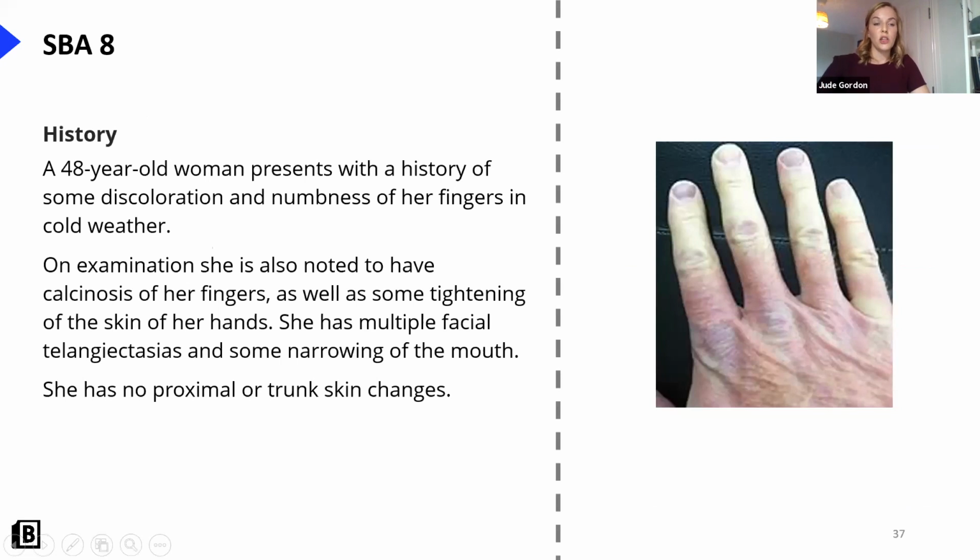So our next patient is a 48-year-old lady who's presenting with a history of some discoloration and numbness of her fingers in cold weather. She's noted on examination to have some calcinosis of her fingers, as well as some tightening of the skin on her hands. She's also got multiple facial telangiectasias and some narrowing of the mouth, but she doesn't have any proximal or truncal skin changes.